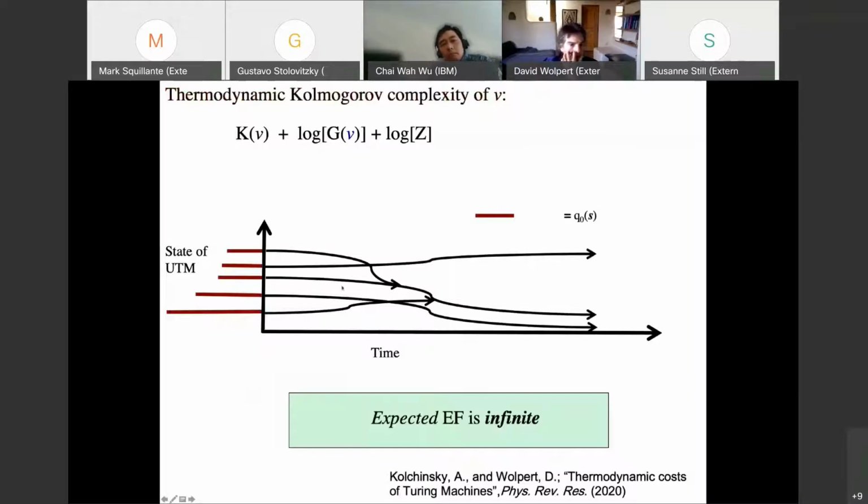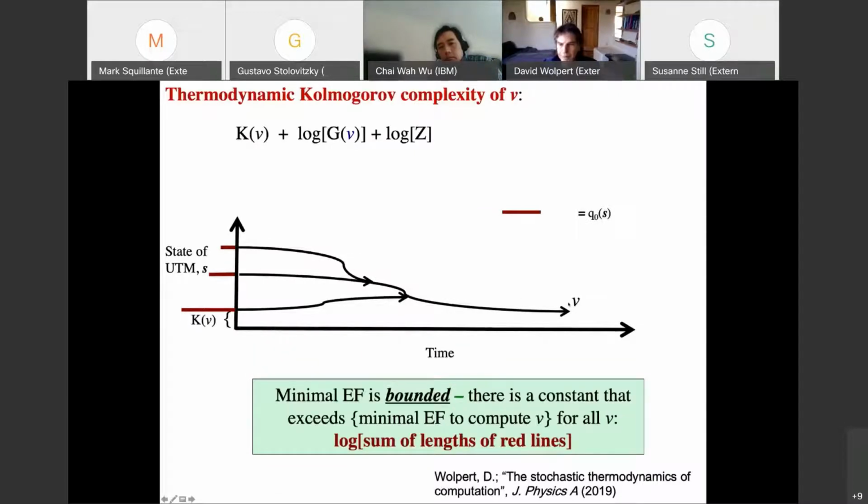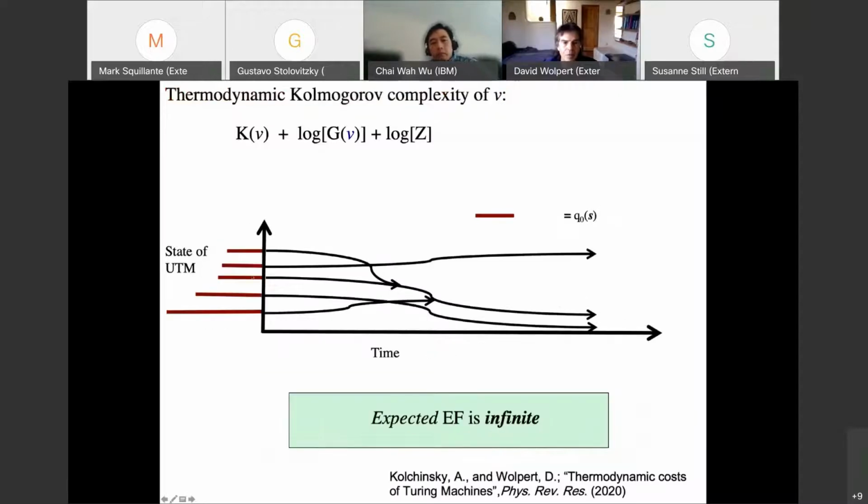Turns out, though, that if I form inputs randomly using the coin-flipping distribution of algorithmic information theory, so I'm making many different outputs, the expected entropy flow is infinite. So the minimum for any single specific input is bounded, but if I'm averaging over all inputs and therefore all outputs, I actually get a value of entropy flow that's infinite.